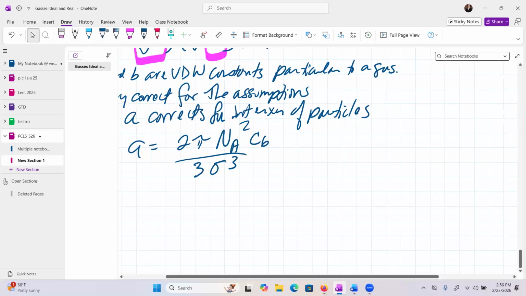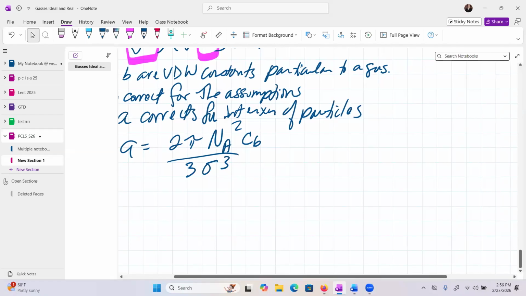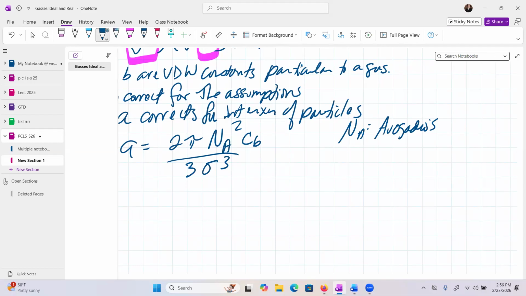So let's just define our variables. You already know what 2 and pi are. N sub A is Avogadro's number, the number of particles in a mole. All right, C6 is something new. This is an interaction term from a model we haven't discussed yet, which is called the Lennard-Jones model. I will tell you more about that soon.